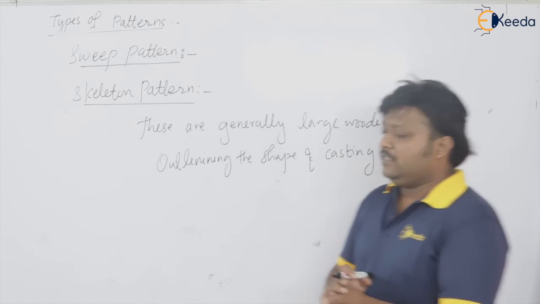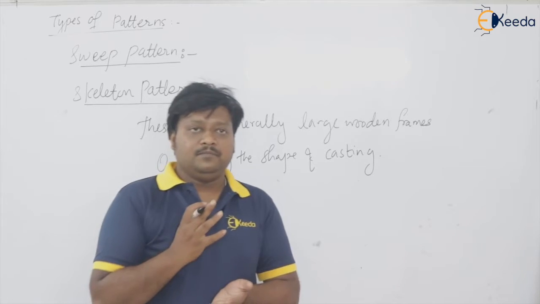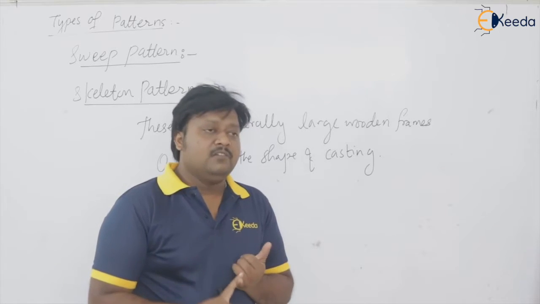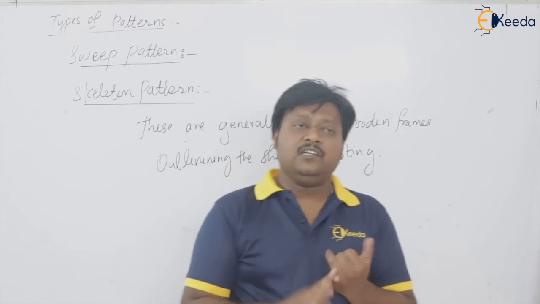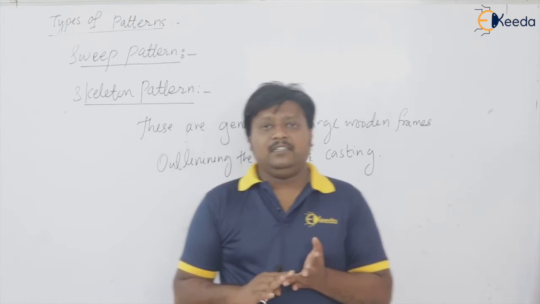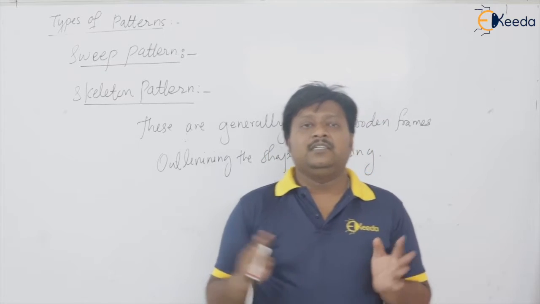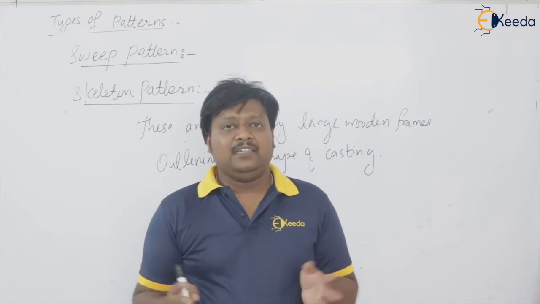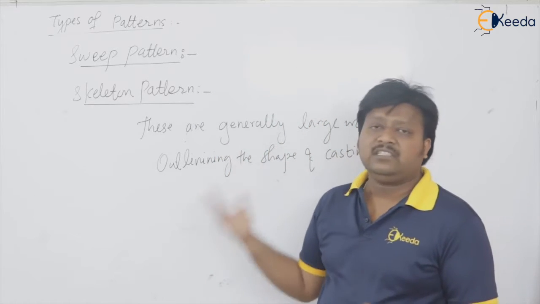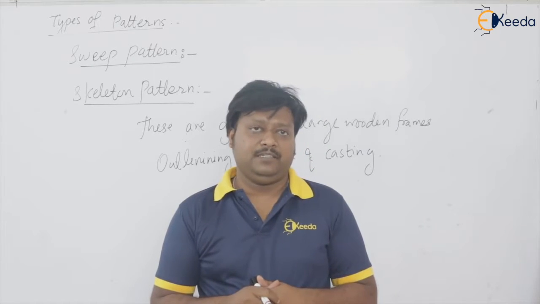So students, these are the pattern types we are seeing. For example, which types of pattern do we see? We see the single pattern or loose piece pattern, then the split pattern, the gated pattern, the cope and drag pattern, the match plate pattern, the follow board pattern, then the sweep pattern or skeleton pattern. So these are the various types of patterns.